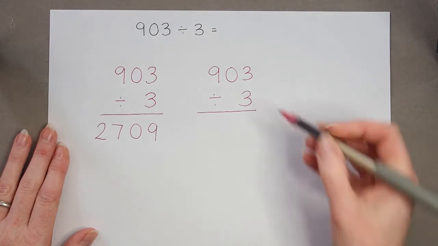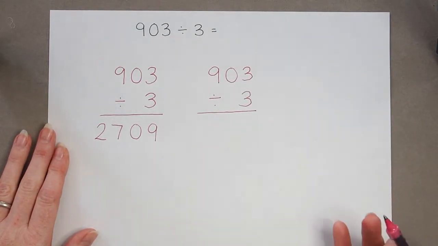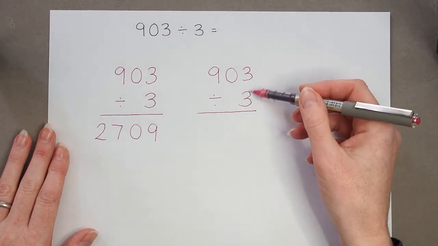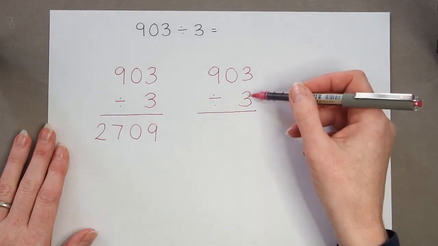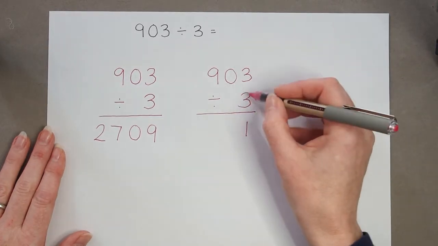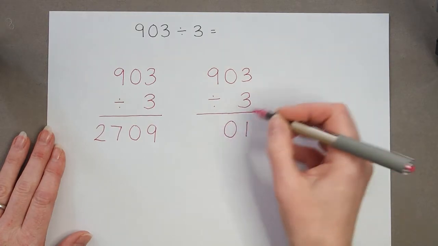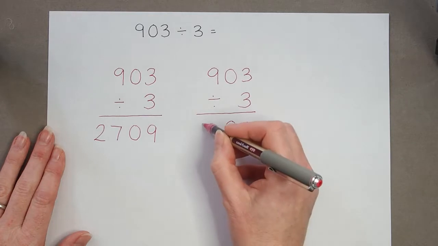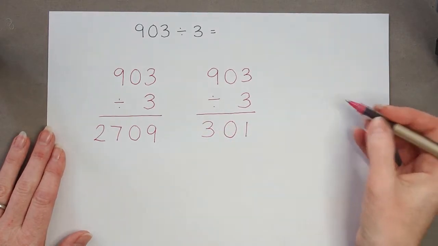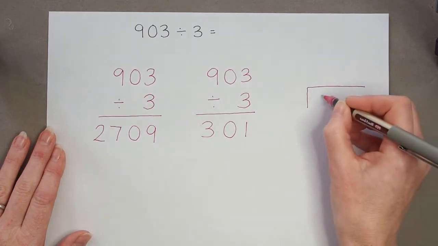What they may do though is, instead of starting with the hundreds as we have to do when we do short division, they may start with the units just as they would if they were multiplying, and they may say 3 divided by 3 is 1, 0 divided by 3 is 0, and 9 divided by 3 is 3. So they've got the right answer, but worked it out the wrong way round, which won't work normally.